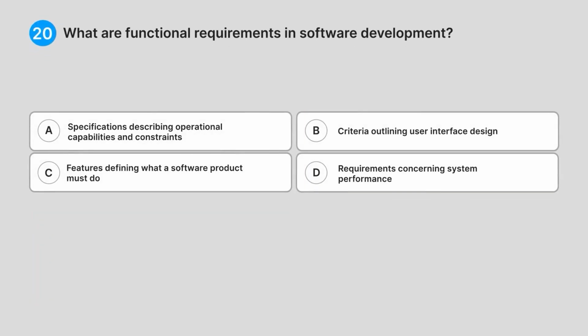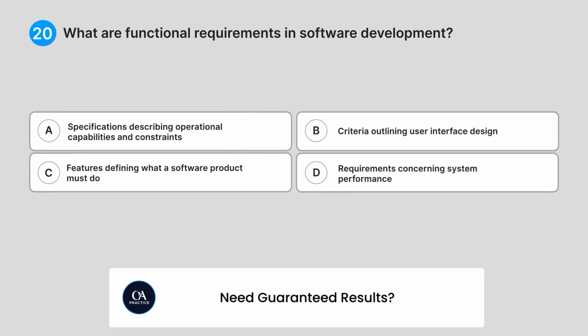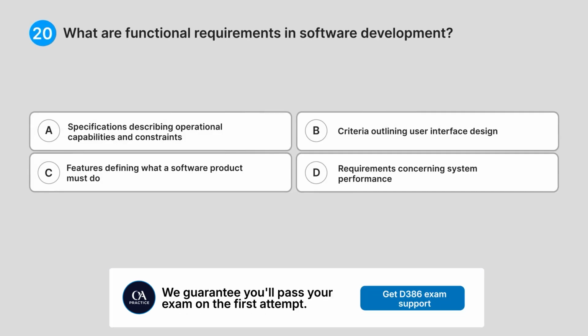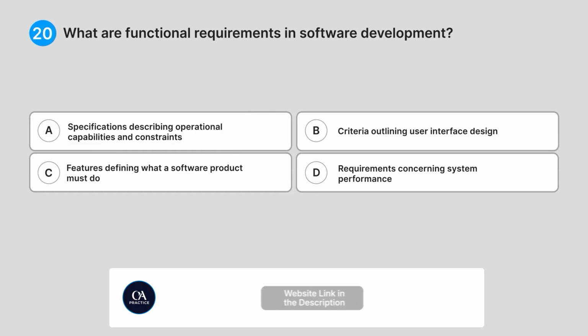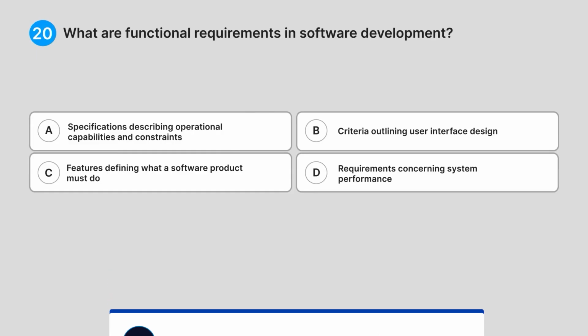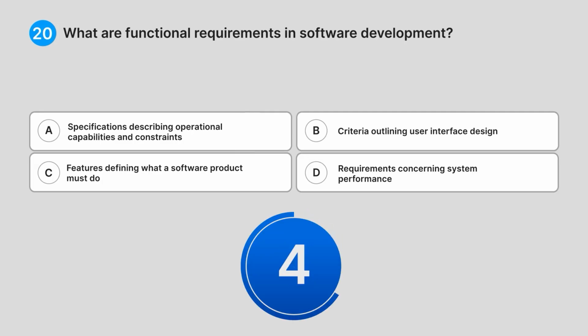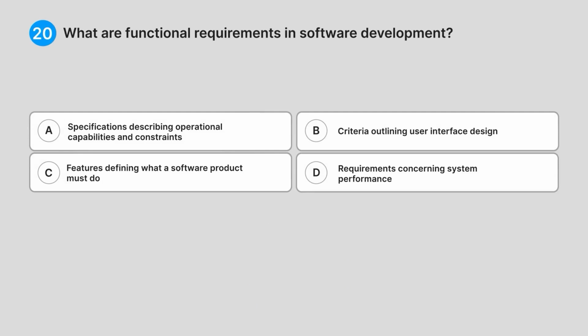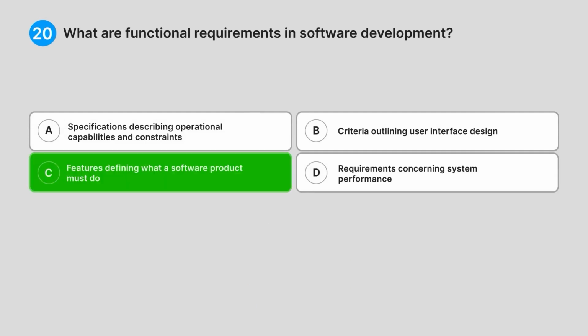20. What are functional requirements in software development? A, specifications describing operational capabilities and constraints. B, criteria outlining user interface design. C, features defining what a software product must do. D, requirements concerning system performance. What do you think is the answer? Correct answer. C, features defining what a software product must do.